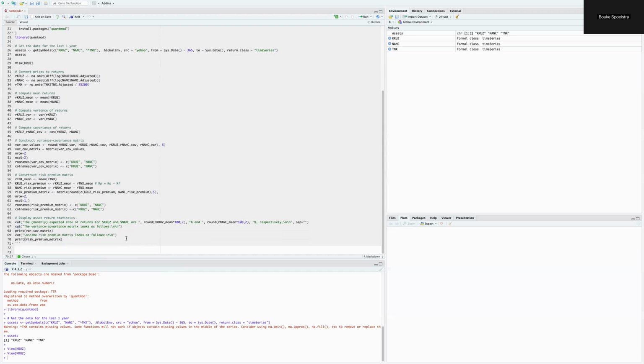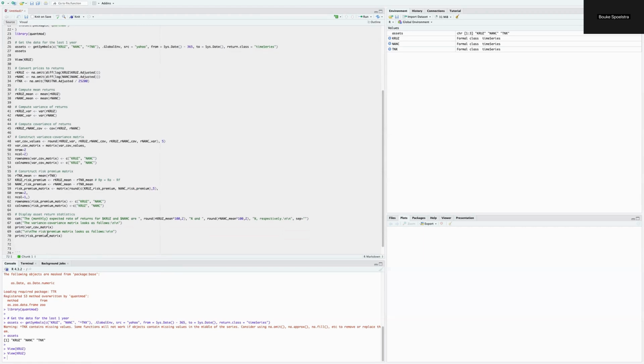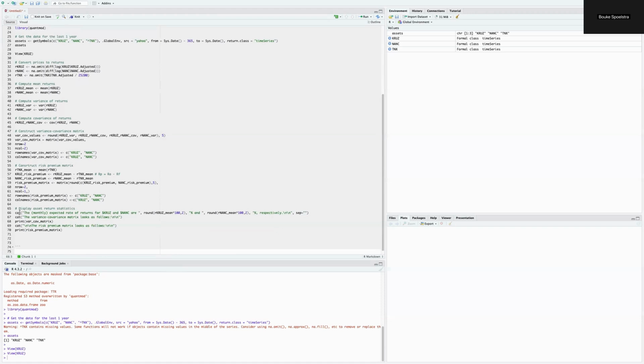So I went ahead and added some optional code just to display some of the statistics. So you can do that with cat and print. So this will just show the actual returns in terms of percentages, and then print the variance, covariance matrix, and the risk premium matrix.